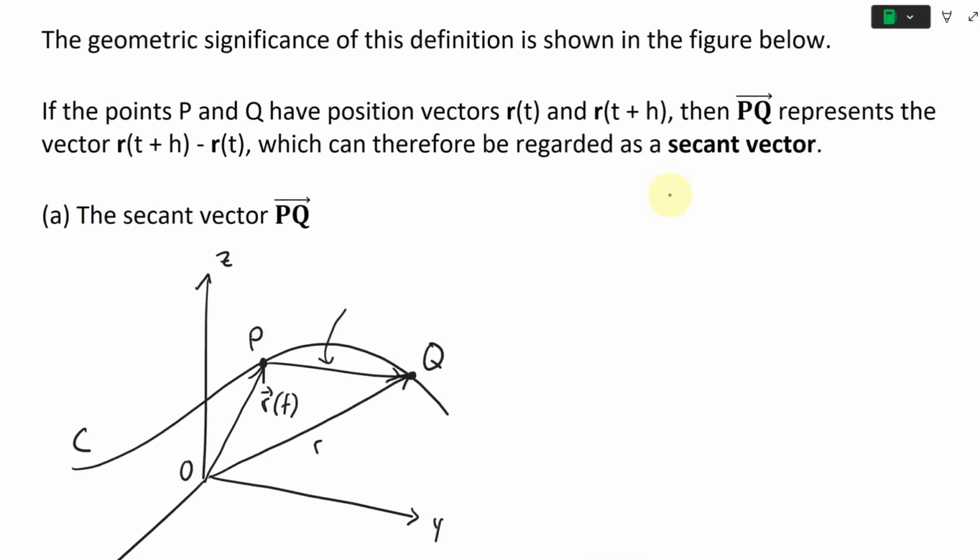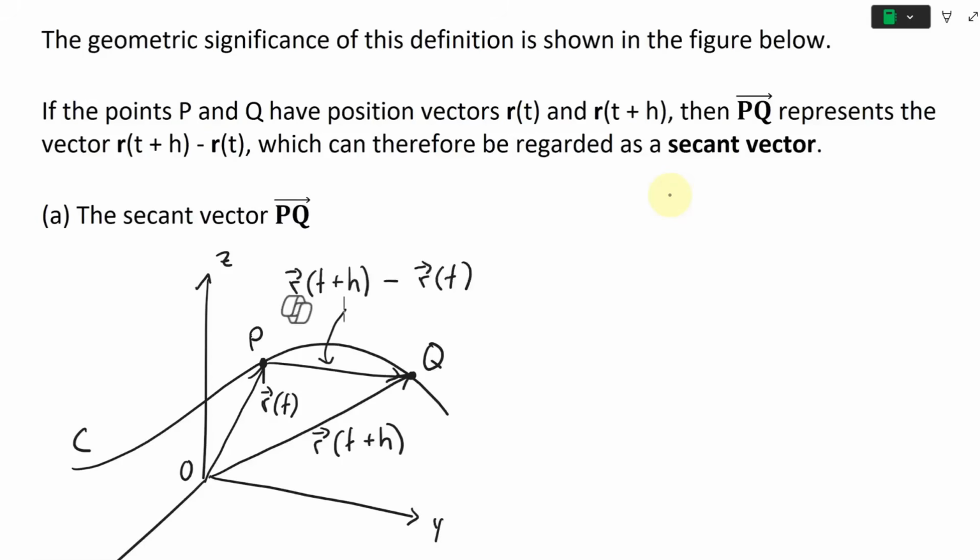This one is r of t plus h. Now this one minus this is just a basic subtraction of vectors. So this equals r of t plus h minus r of t, like that. All right, I just quickly fix that up.